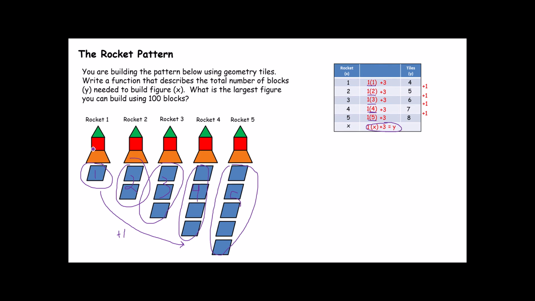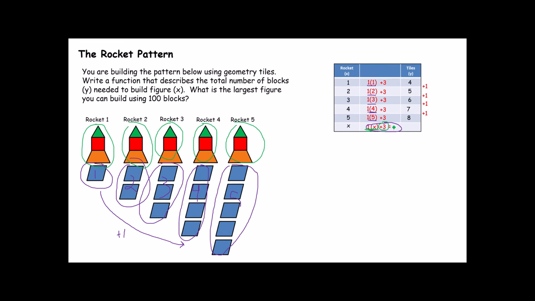Now, if you look over here, you can probably see why each of these needs 3 extra tiles. Well, hopefully you know, the 3 extra tiles are used to build the rocket itself. This is a great illustration for us of the difference between this starting point, this plus 3, and this constant rate of change. I start with 3 tiles to build my rocket ship, and then I increase by 1 plume of smoke for each increase in the rocket.